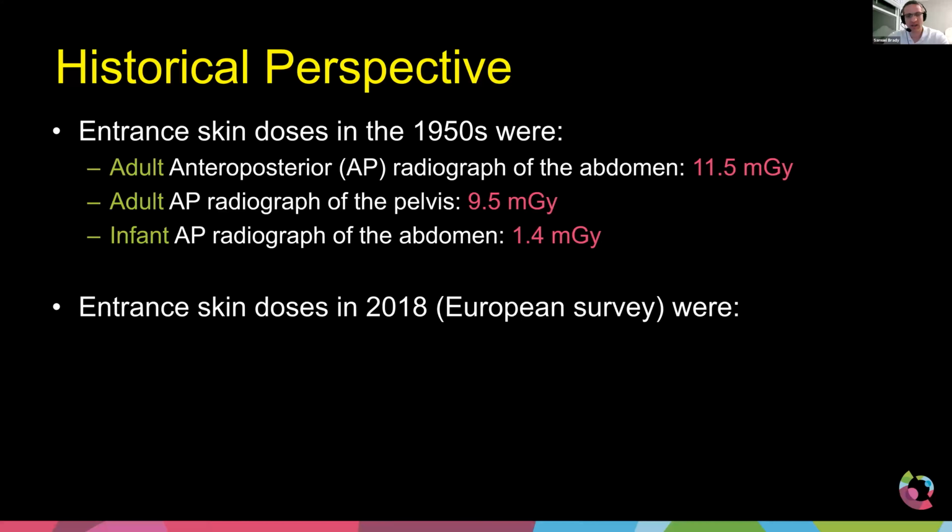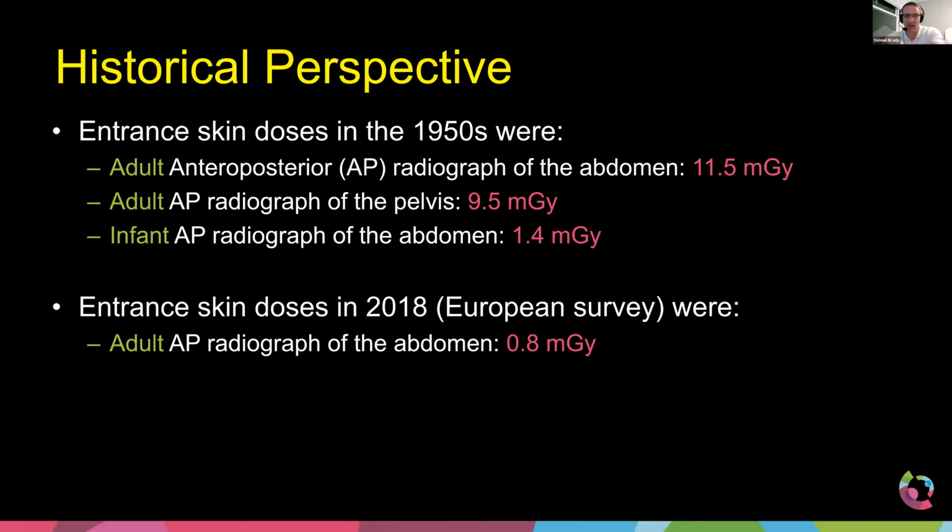So fast forward to more recent studies. A study that came out of Europe, their value was 0.8 milligray for an AP radiograph of the abdomen of an adult. So substantial reduction, almost over a tenfold reduction in radiation dose from the 1950s to now for the exact same view of the exact same abdomen. And then if you look at the Thai data that we had looked at from the very beginning, the data that you guys have collected, you guys are about 2.8 milligray for an adult AP abdomen.